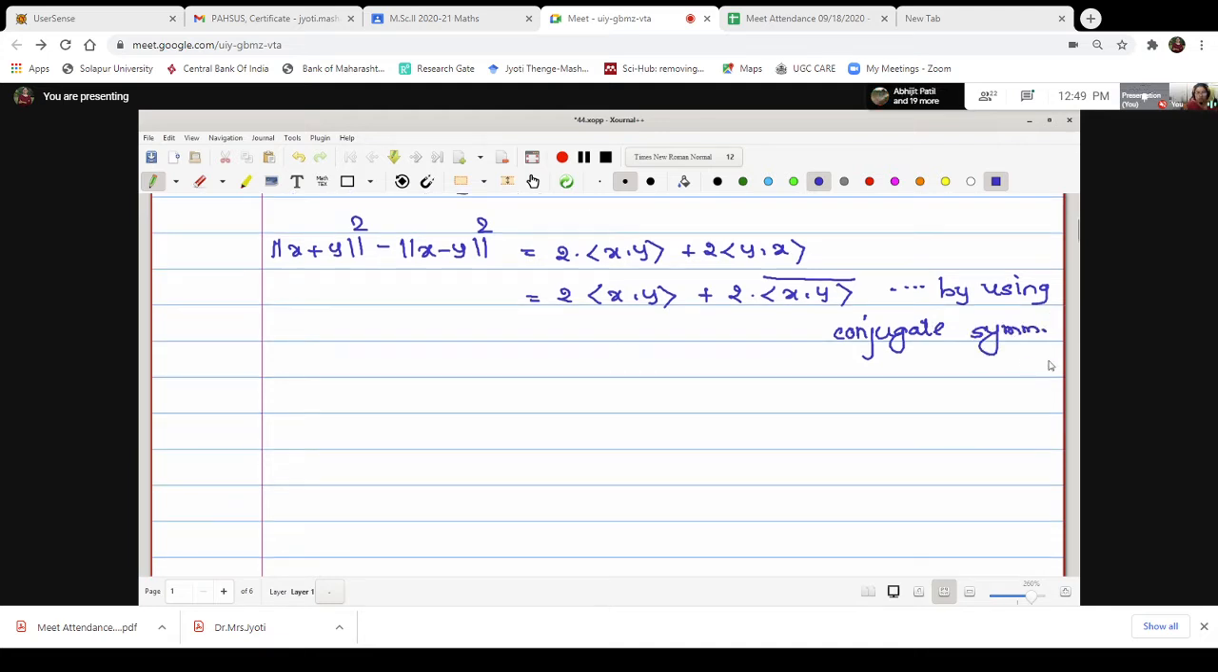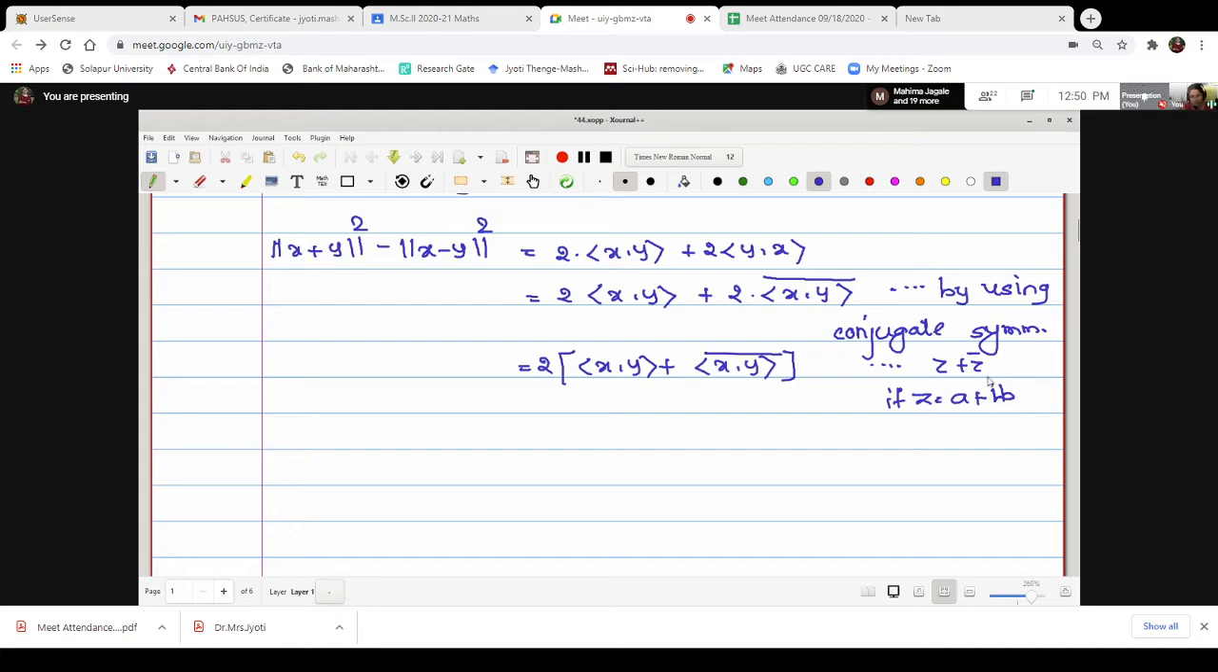Right. Now, look at these two terms very carefully. This is one number added with its conjugate. Therefore, the number is of the type z plus z bar, no? But what do we know about z plus z bar? Let me take 2 common. This is inner product of x with y added with the conjugate of inner product of x with y. Okay, what is the value of z plus z bar? If I write, say, z is equal to a plus ib.